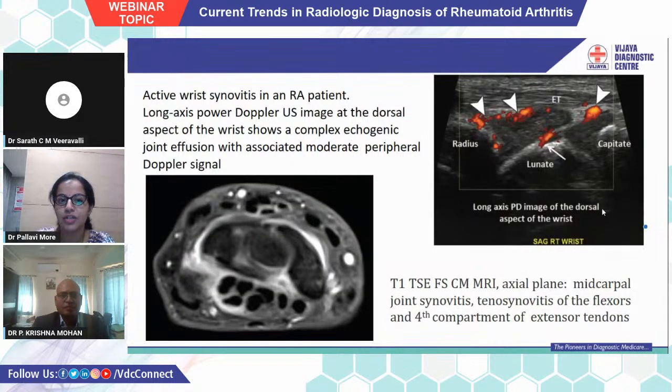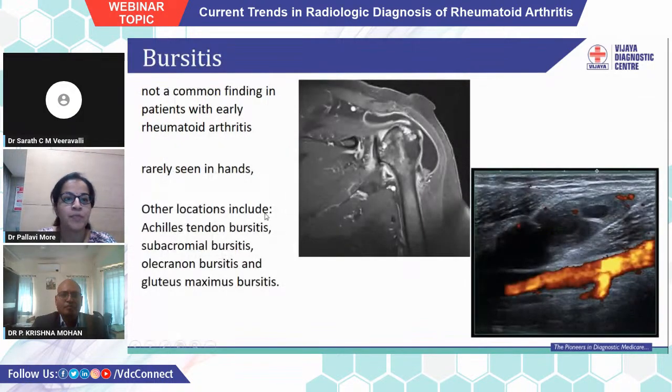So the ultrasound image on the right shows a complex joint effusion with peripheral power Doppler uptake, which is seen in synovitis, while the MR image on the left is a T1 post-contrast axial image, which shows mid-carpal synovitis, flexor tendon tenosynovitis, and fourth extensor compartment tenosynovitis.